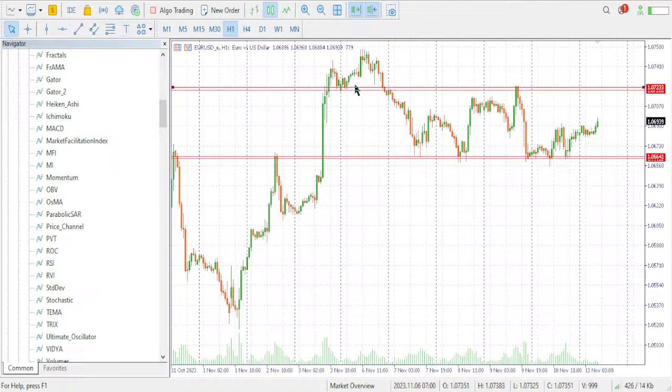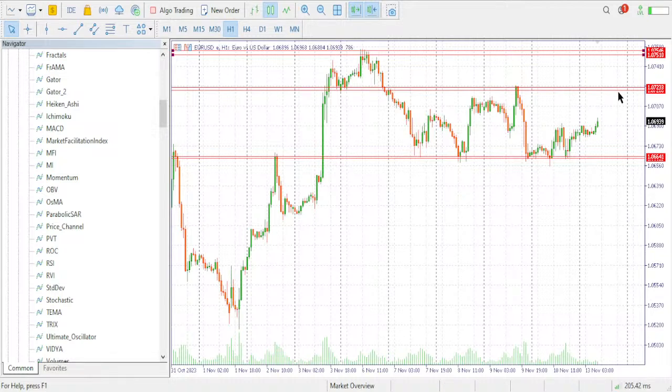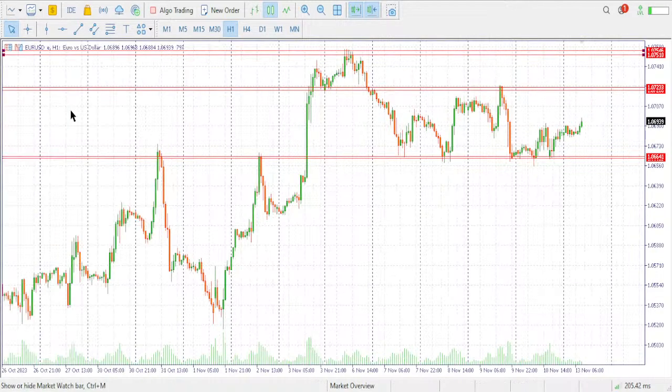If this level is broken, then we expect the price to continue upwards up to my next level, which is this one. So technically speaking, if the price can move down and touch this line, this will be the best place to look for a buy from. If this is broken, we expect the price to continue upwards up to the next level, which is this one here. And if the price goes beyond this level, then we do expect the buyers to continue to push us even higher. So that's my opinion on that chart.